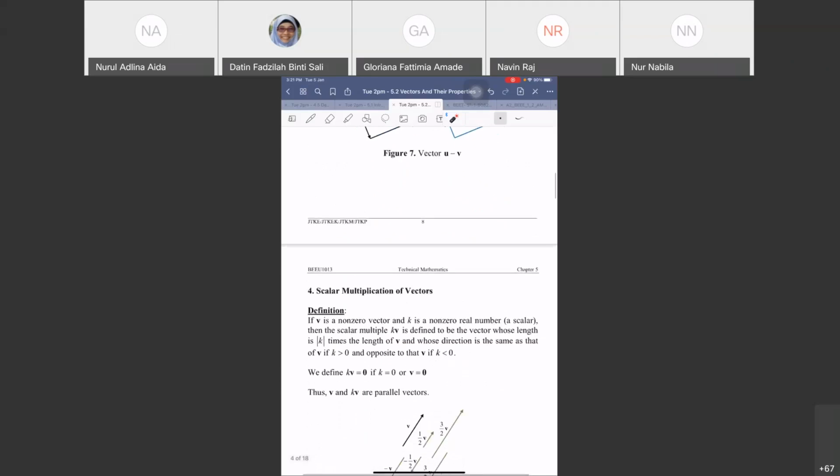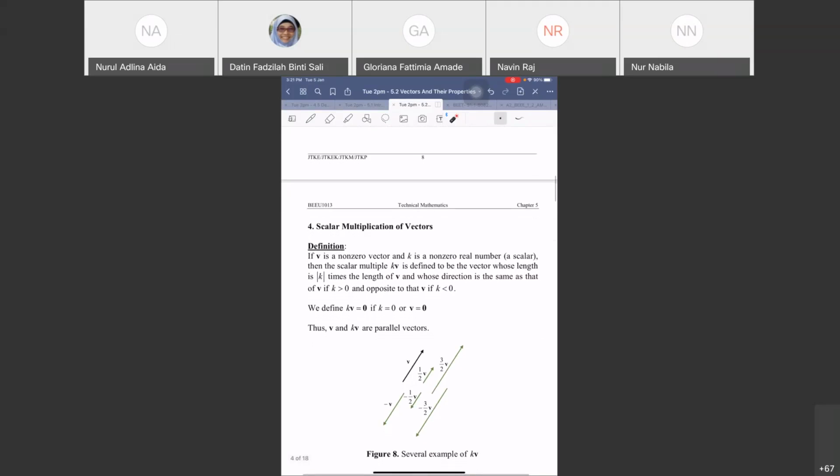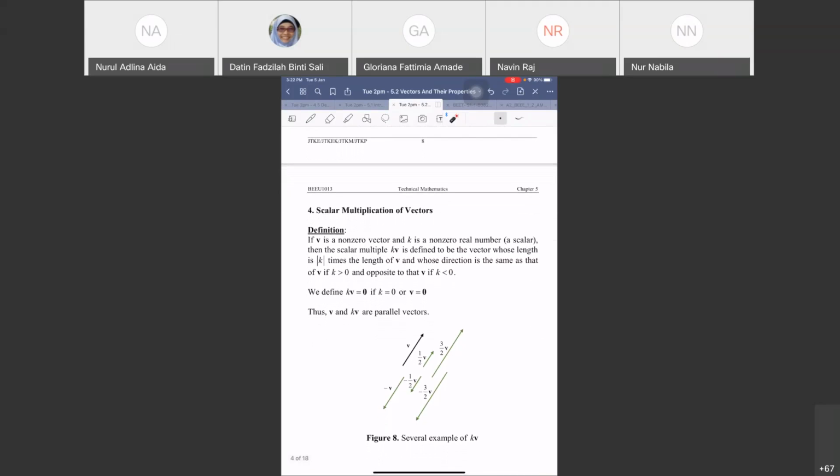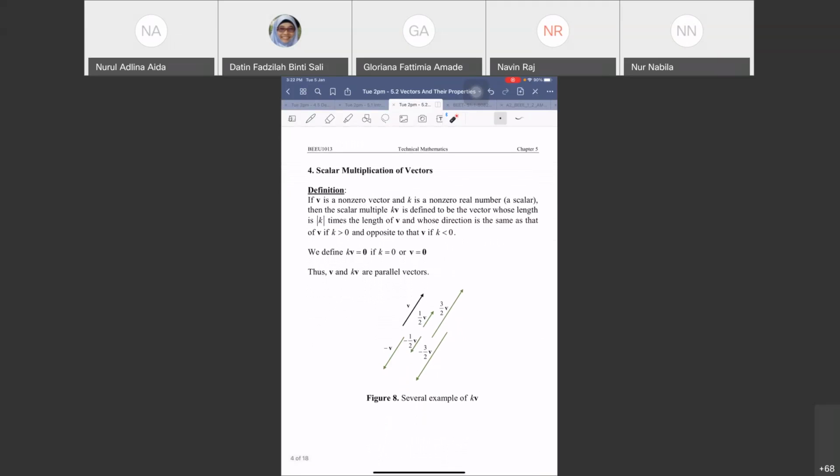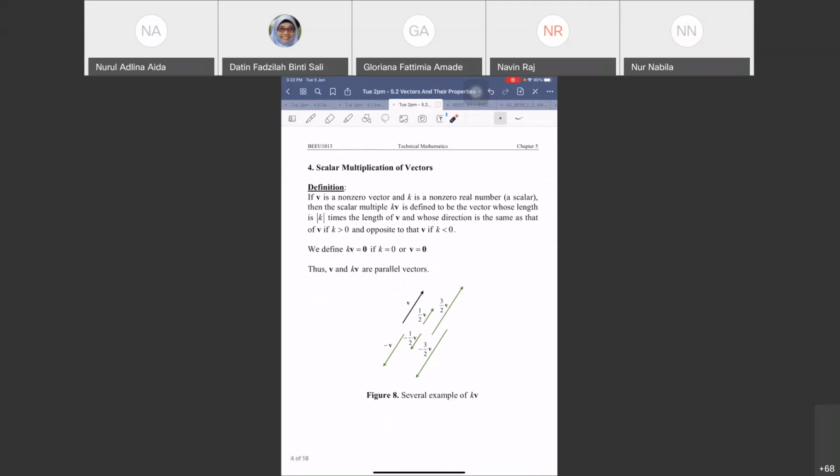But in our course, we are not going to draw or add and subtract from the diagram. We are going to add and subtract vectors using their components. So this is just the introduction part of vectors.